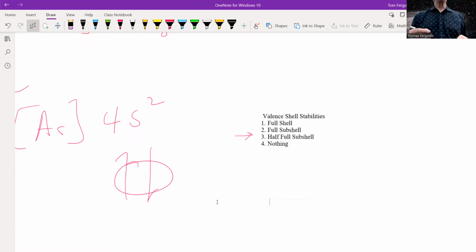Say again? What is it? It's electronic configuration. Electronic meaning electrons, and how are they configured?